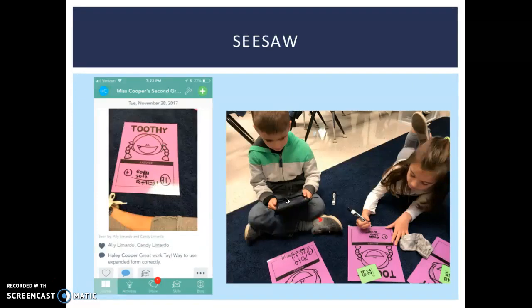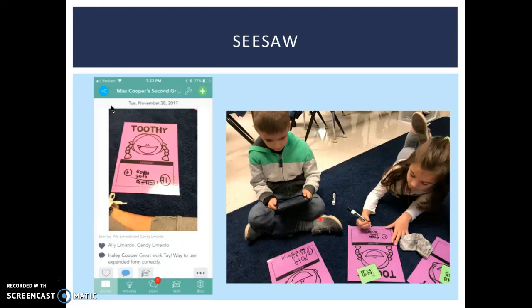The other app that I used was Seesaw. All of my students absolutely love Seesaw. They were able to post their work onto their journal, like you see here. After they played a game, Toothy, which is very interactive, students are able to choose which problems they solve and check it by flipping the card over and seeing the answer on the back.